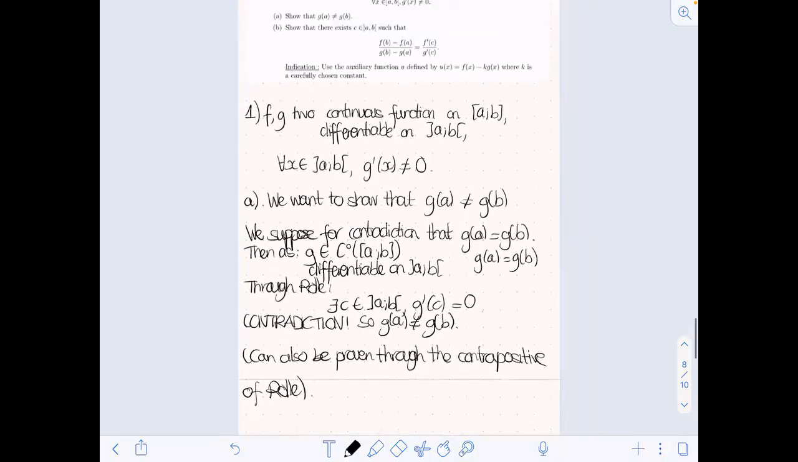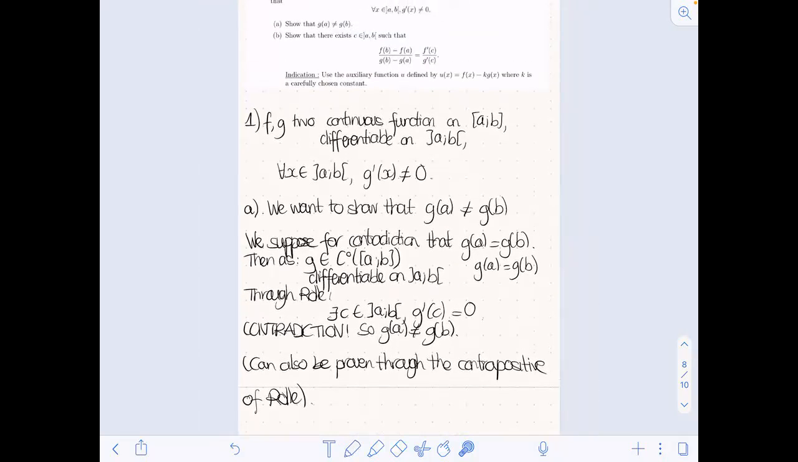Okay, so we now know that as the derivative never cancels out, then g of a has got to be different from g of b. This is quite natural, I guess, because if the derivative never cancels out, then your function is always varying, and so it's never going to be equal to the same thing.